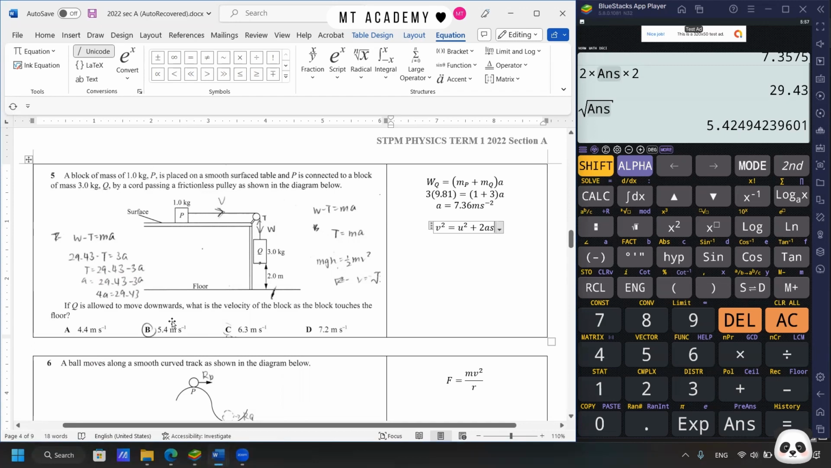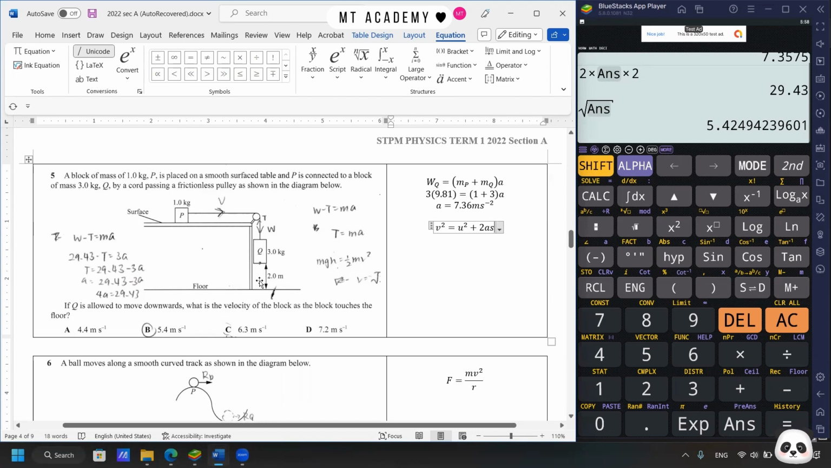So the answer is B. I see an interesting solution provided by these students. It used the conservation of energy, so I would also like to discuss this because it's quite interesting to read. What we can see from the handwriting of these students is mgh equals half mv squared. So clearly it's about conservation of energy.